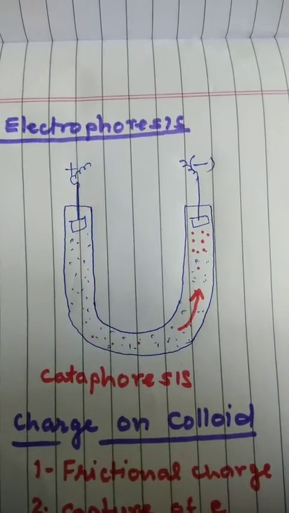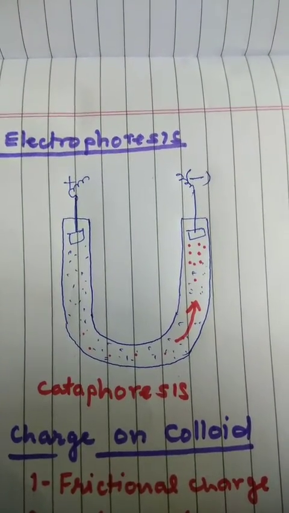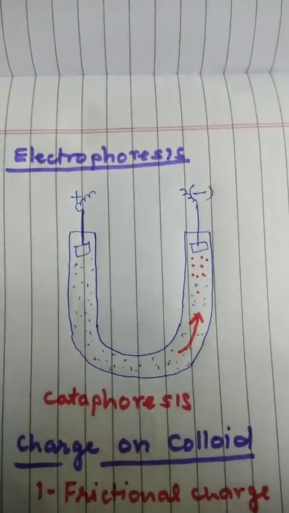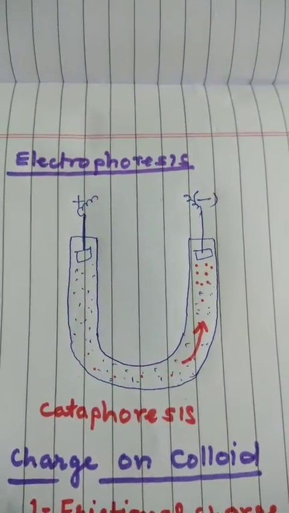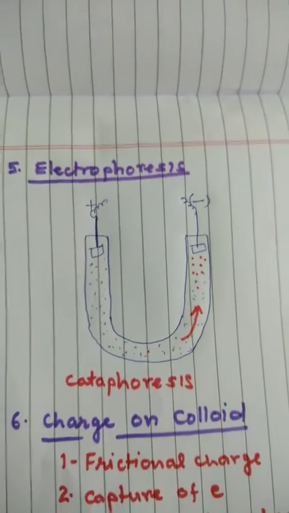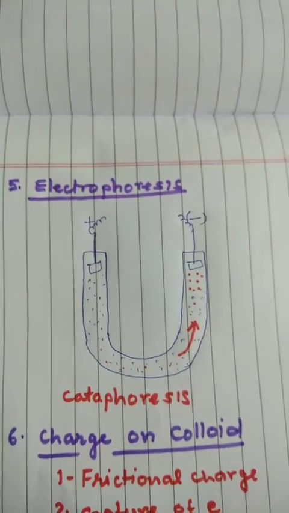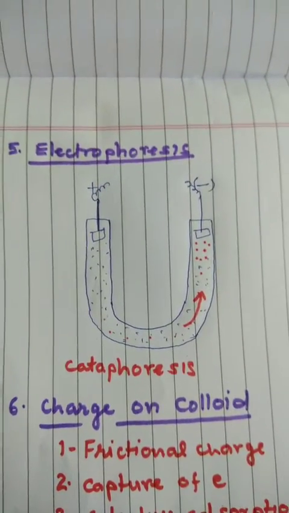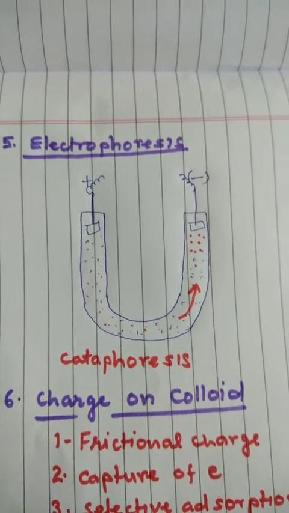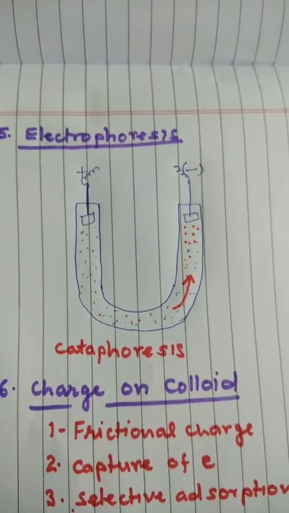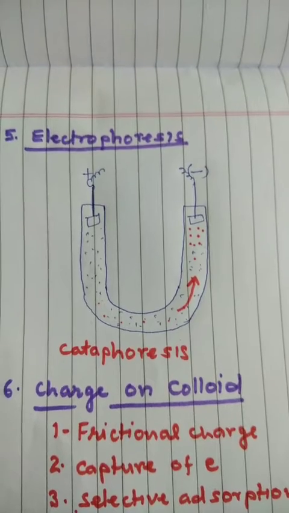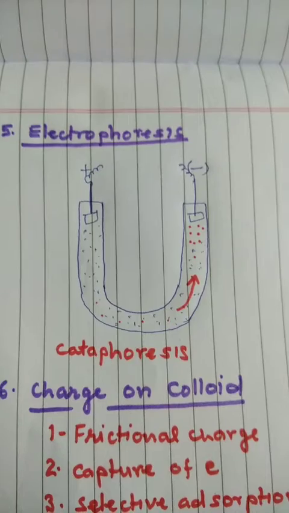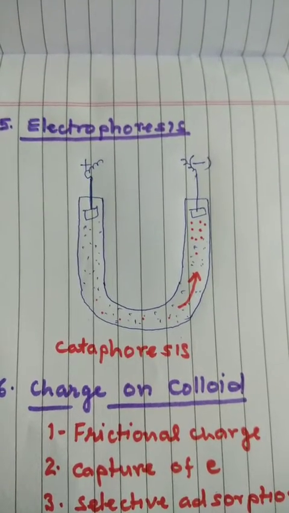As the name indicates, electrophoresis means movement of colloidal particles under the influence of an electric field. So this movement of colloidal particles under the influence of an electric field is called electrophoresis. Now, colloidal particles possess charge. As we know, if the colloidal particles possess positive charge, then an equal amount of opposite charge, that is negative charge, is present in the medium.